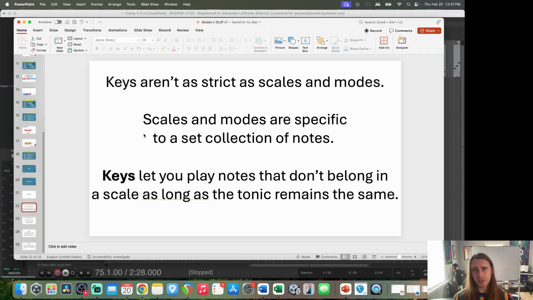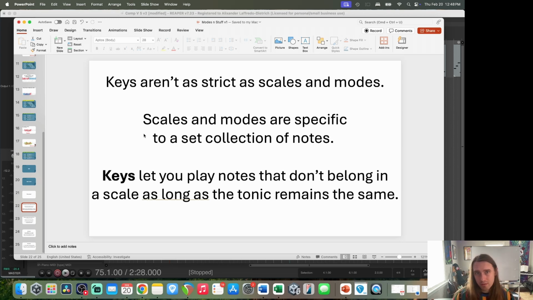Well, basically keys aren't as strict as scales and modes, although these terms can be used interchangeably. I'm just gonna give you the technical definition. Scales and modes are specific to a set collection of notes. That's it. So like C major scale has C, D, E, F, G, A, B. Nothing else. No more nor no less. It has to have those notes. D Dorian has D, E, F, G, A, B, C, and D, right? It has to have those notes.